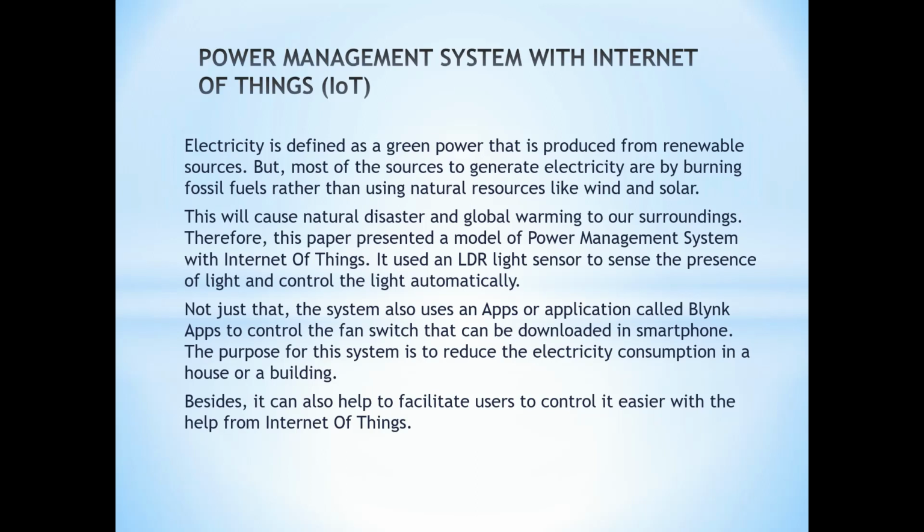Therefore, this paper presented a model of power management system with Internet of Things. It used an LDR light sensor to sense the presence of light and control the light automatically. Not just that, the system also uses an application called Blynk App to control the fan switch, which can be downloaded on a smartphone. The purpose of this system is to reduce the electricity consumption in a house or a building. Besides, it can also help users to control it easily with the help of the Internet of Things.